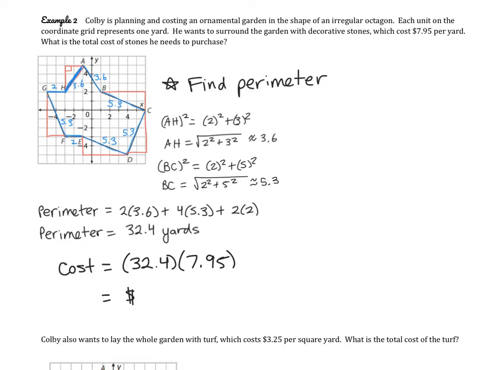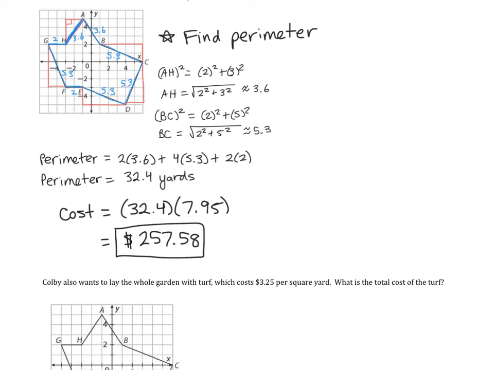So this gives us a total of... here we'll get $257.58. So that's how much it would cost for him to line the garden with those stones.